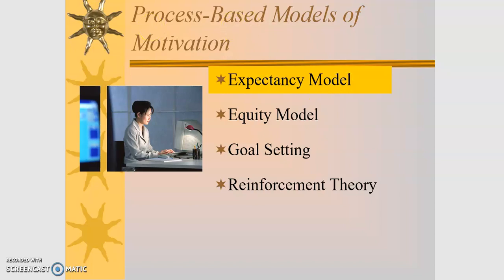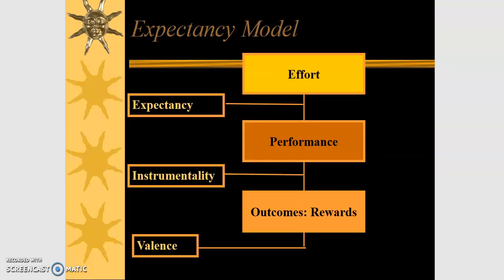The expectancy model says that every employee has a different expectation and motivation to do something. We have the perception that our effort will lead to performance, and that the performance will lead to different outcomes, and then we have the perception that the outcomes would be valuable to the employees. So this is how the model works.